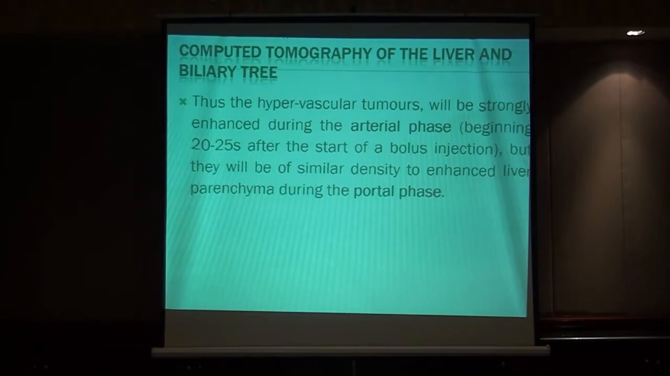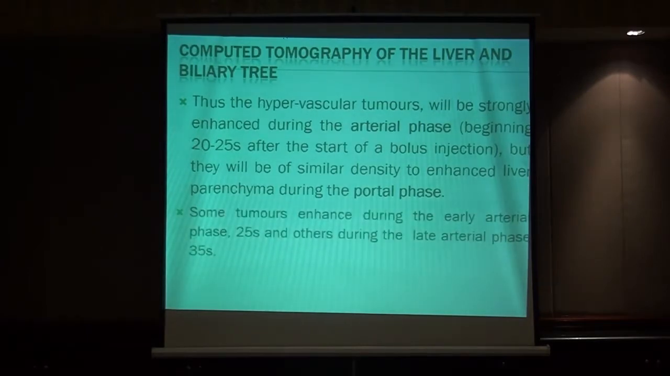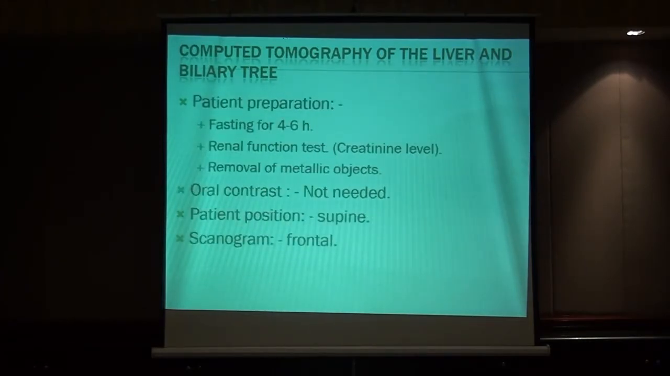Thus, the hypervascular tumors will be strongly enhanced during the arterial phase, beginning 20 to 25 seconds after the start of a bolus injection, but they will be of similar density to enhanced liver parenchyma during the portal phase. Some tumors enhance during the early arterial phase, 25 seconds, and others during the late arterial phase, 35 seconds.